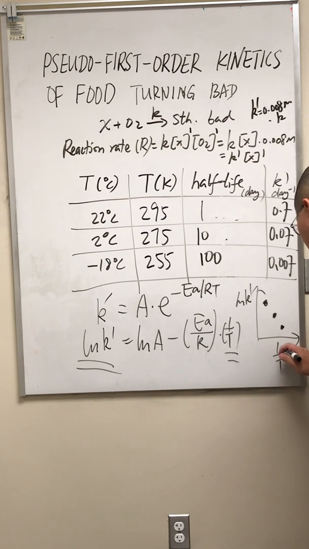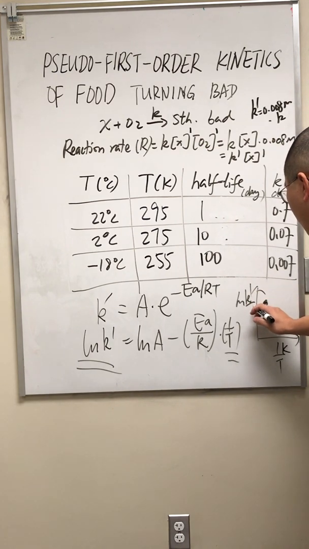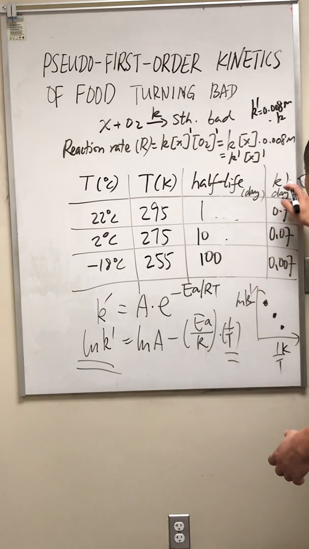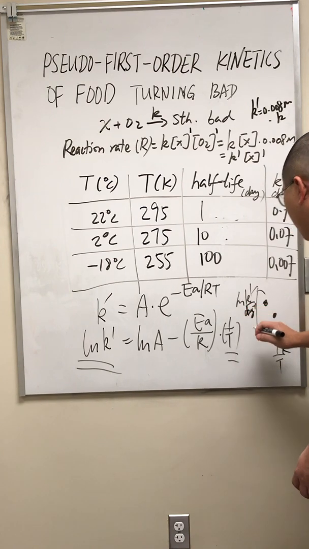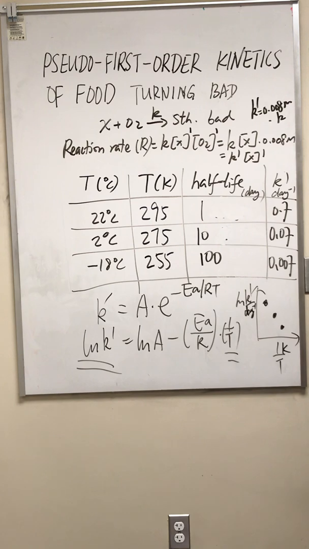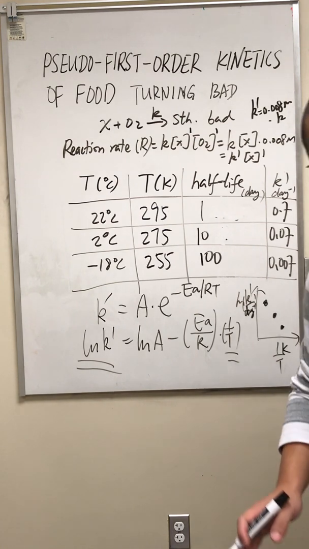so 1 over t, actually it's better to use 1 over t divided by its unit, therefore it's just a number. And the k prime, it's better to just say k prime divided by the unit of k prime, which is day to the power of -1. So basically it's k prime times a day here. It's just to remove the unit before we take the logarithm. It doesn't make sense to take the logarithm of a unit.